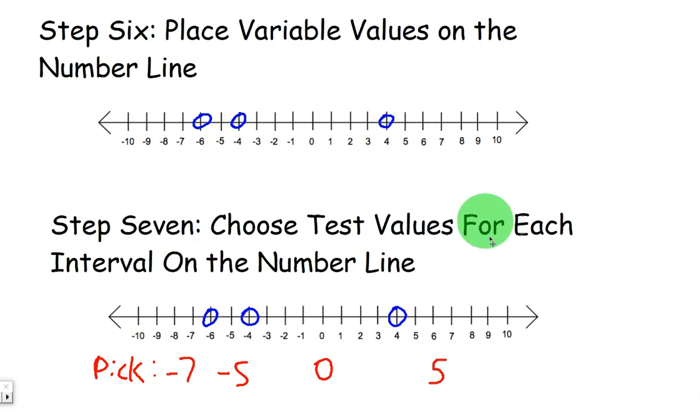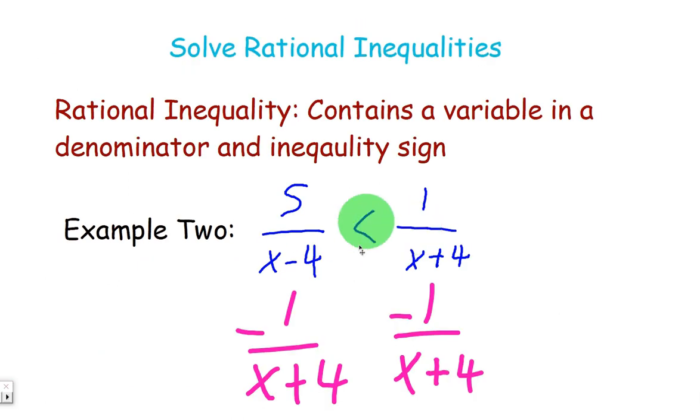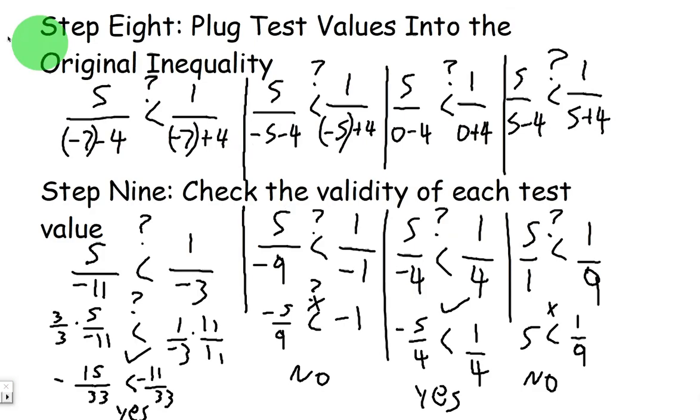Now for step 7, let's choose our test values. What's less than negative 6? We'll pick negative 7. What's in between negative 6 and negative 4? We'll pick negative 5. What's between negative 4 and 4? We'll pick 0. And look, folks, there's a 4th test value to the right of 4, and it is 5. We're going to plug all those into the original inequality. Now remember, the original inequality looks like this, so we're going to plug those 4 values in for x. I'm going to plug in negative 7, negative 5, 0, and 5. And we're going to see which ones work.